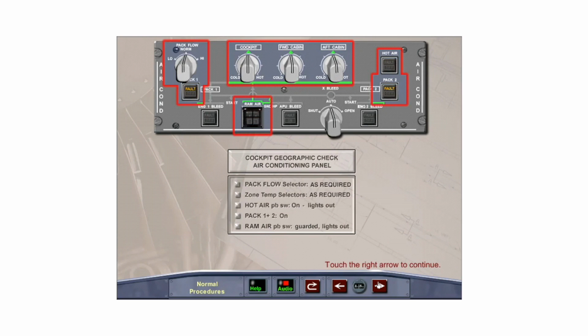Check that the cabin zone temperature selectors are approximately in the 12 o'clock position or as required. The hot air push button switch should be in the on lights out position, and pack 1 and 2 push button switches should be in the on position, indicating fault if pneumatic pressure is not available. The ram air push button switch should be in the guarded lights out position.